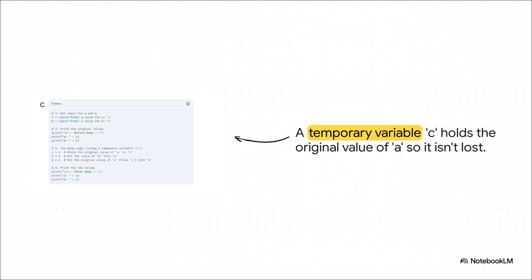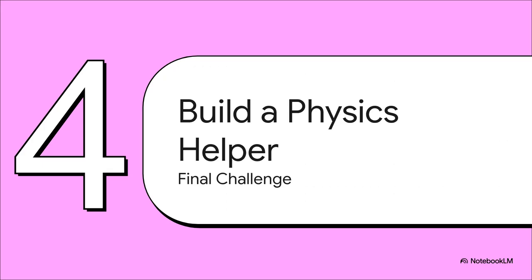We create a temporary variable, let's just call it C, which acts as our empty glass. First, we store the original value of A safely in C. Now that A is free, we can dump the value of B into it. And for the final step, we take that original value from C and put it into B. Problem solved.